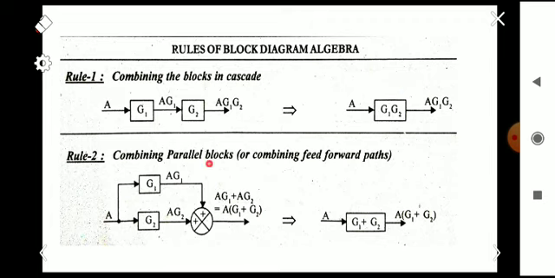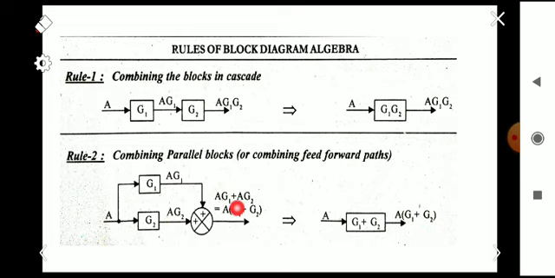And combining parallel blocks: if two lines are coming in parallel to a summing point, we can replace them with a single block. Here A is a signal, so we will get AG2 here, and AG1 here, so AG2 plus AG1. So A into G1 plus G2 will be the output. The direction of the signal is the same, both are in forward direction, so we can simply replace these entire blocks with G1 plus G2 only, and the output we will get is A into G1 plus G2.